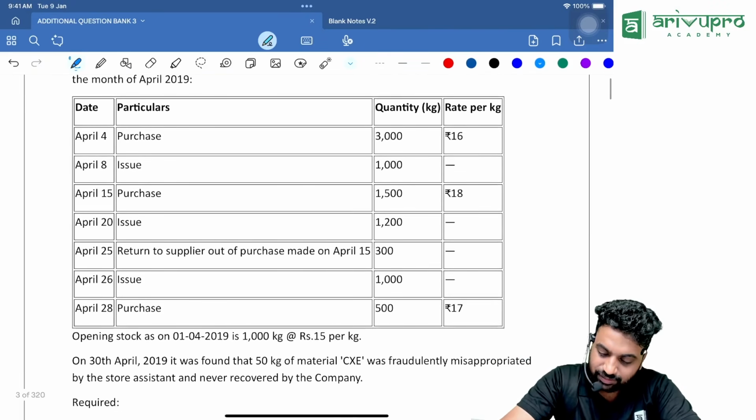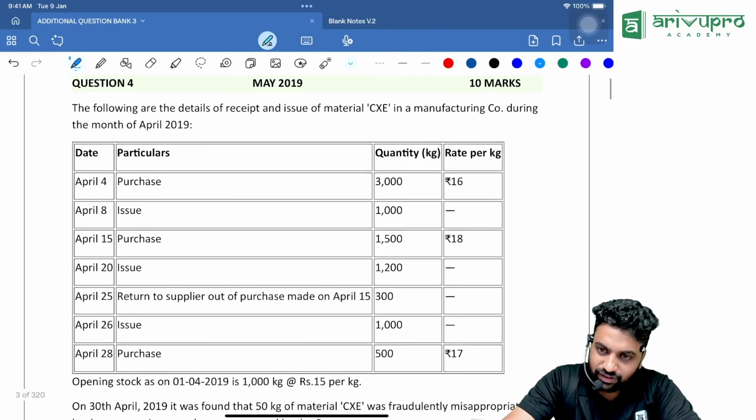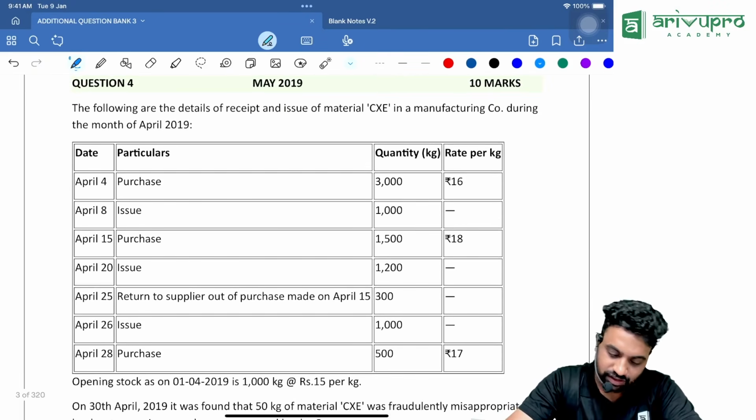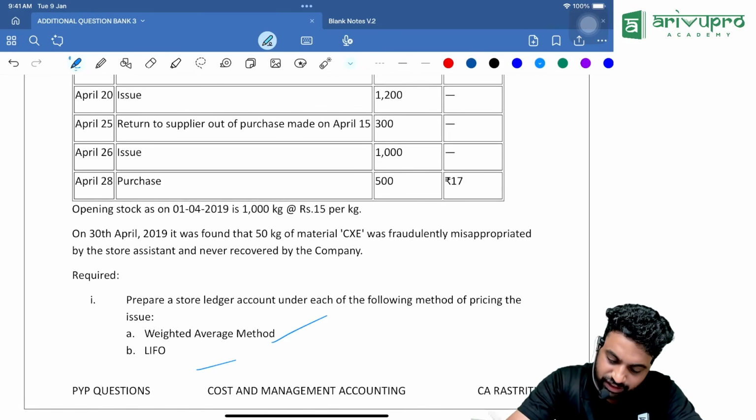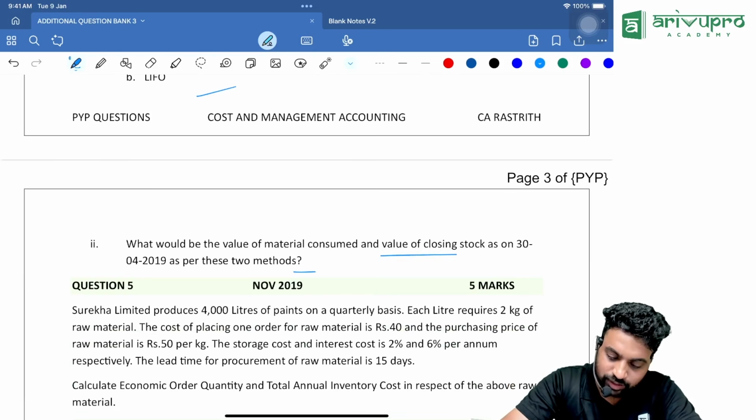Nothing much is there here. Oh, yesterday also I gave. You guys have written it? Very good. And you guys got the answer for weighted average LIFO? Consumed as well as this one?